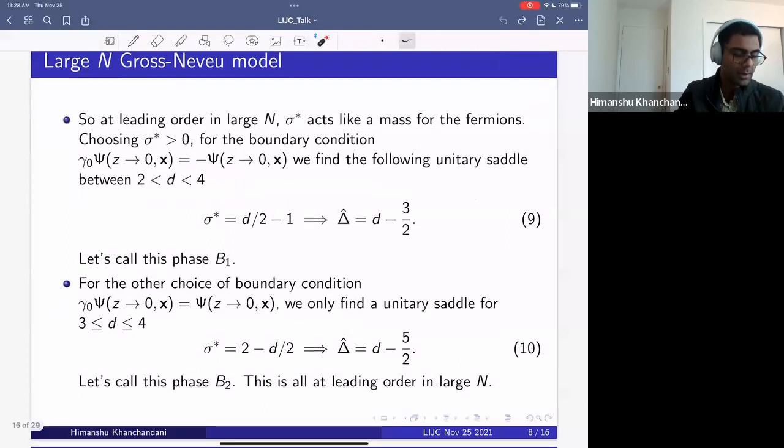For the other choice, you impose the plus boundary condition, and you get a saddle point, but you only get a unitary saddle between dimensions 3 and 4. There is no unitary saddle for this boundary condition in less than 3 dimensions. There you get this value of sigma star, and that gives you the boundary dimension equals d minus 5 over 2. I'm going to call this phase B2. And this is all there is at leading order in large n.